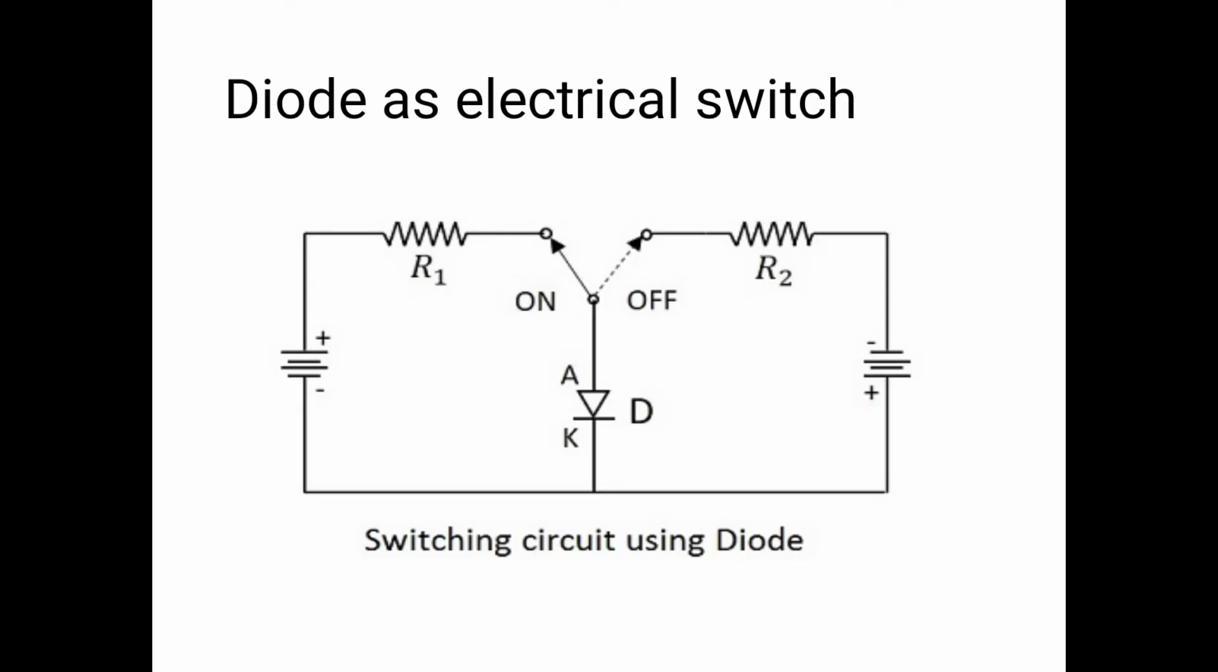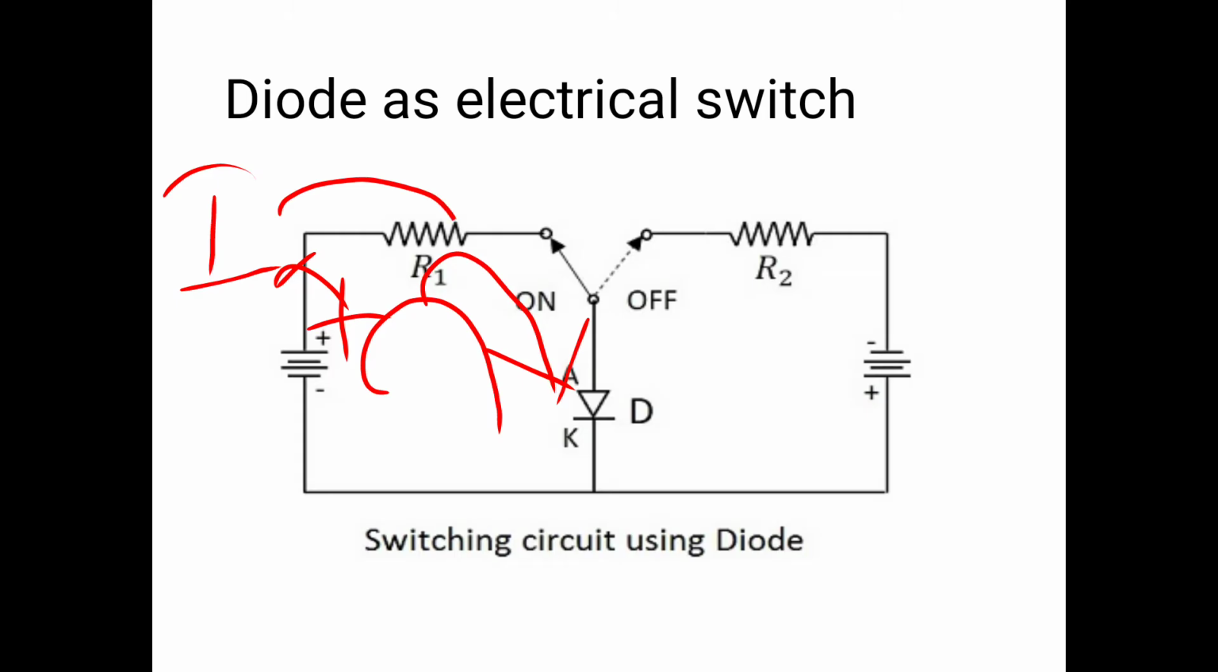Here we have applied the positive potential to the anode of the diode. It means the diode is connected in forward bias, so it is going to allow the current to flow in this direction. So the current will flow like this.